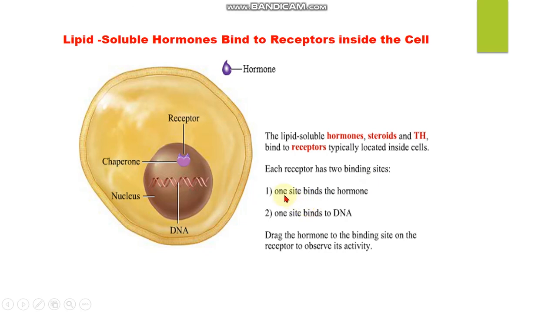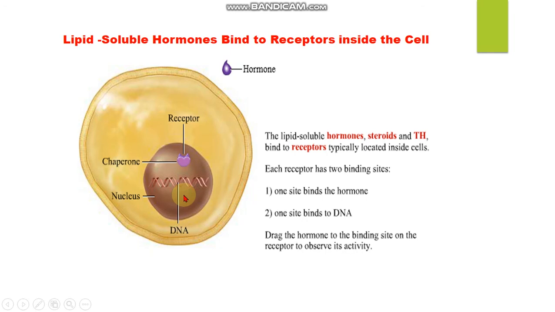A hormone binds to a receptor. The receptor changes shape. This activates the receptor and causes the chaperone to disassociate from it. If it is not already in the nucleus, the hormone receptor complex enters the nucleus. Hormone receptor complexes act as transcription factors. They bind to specific regions of DNA called hormone response elements. Typically, the binding results in activation of or turning on a particular gene.